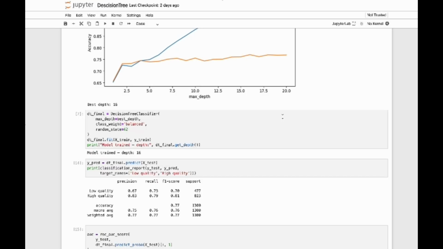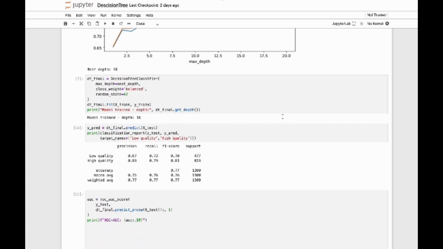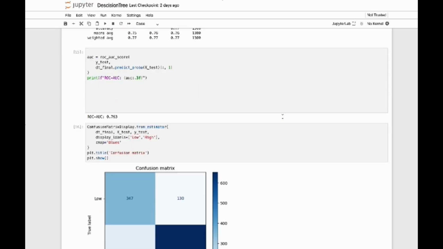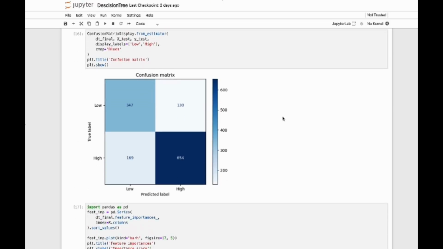So here are my results. Looking at my classification report, the model achieves a reasonable F1 score, which means the model is both accurate and consistent. The confusion matrix shows where the model makes mistakes. The diagonal cells are correct predictions. The off-diagonal cells are errors, wines that were mislabeled. You can see the model finds it harder to correctly identify good wines, which is expected given there are fewer of them in the dataset.